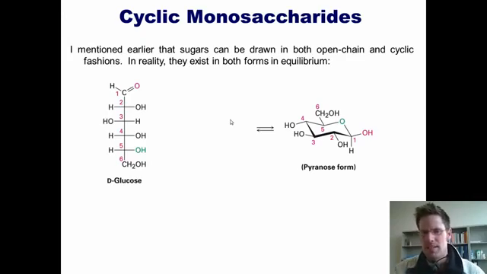Now, I should begin by saying, as I alluded to before in our other lectures, sugars can be drawn in both their open chain and cyclic forms. In reality, they exist in both forms in equilibrium.